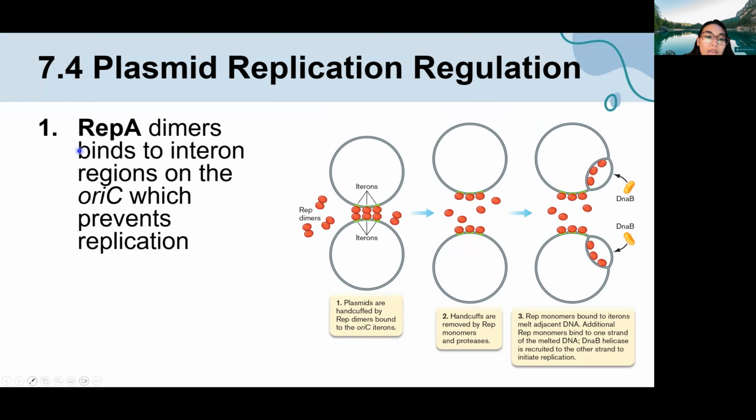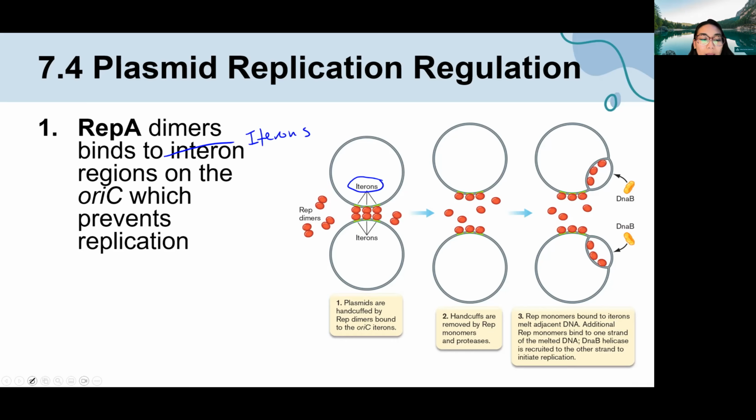So remember that Rep-A enzyme. The Rep-A can produce these dimers, which are basically just two Rep-A stuck together. And they're going to bind to these regions called iterons. Wait, I totally spelled that wrong. Iterons. It's spelled right in the diagram, I just didn't spell it that way. Okay. Iterons, those are regions on the OriC.